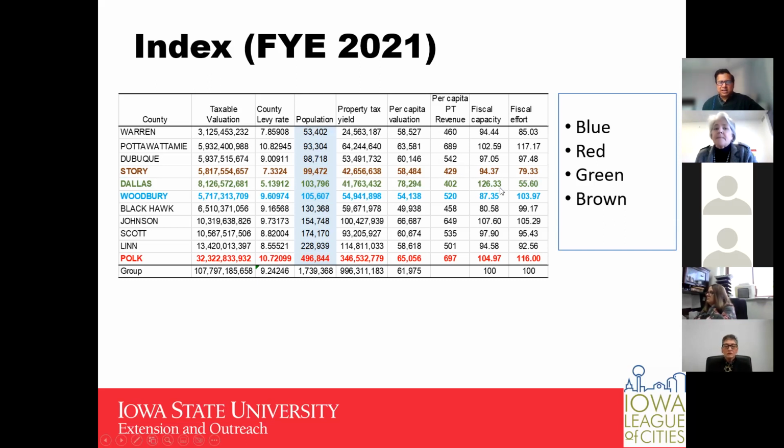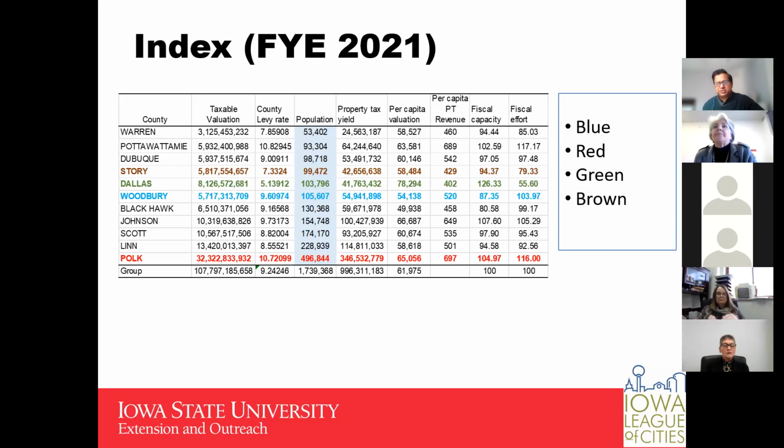And then the last one is Dallas County, which has a much higher capacity, meaning that on a per capita basis, Dallas County has significantly higher valuation to generate property taxes, and they have significantly lower levy rates, which is expected, because if you have a higher tax base, you need a lower levy rate to generate whatever revenues need to be generated. So this table is for the largest counties, the group of largest counties.